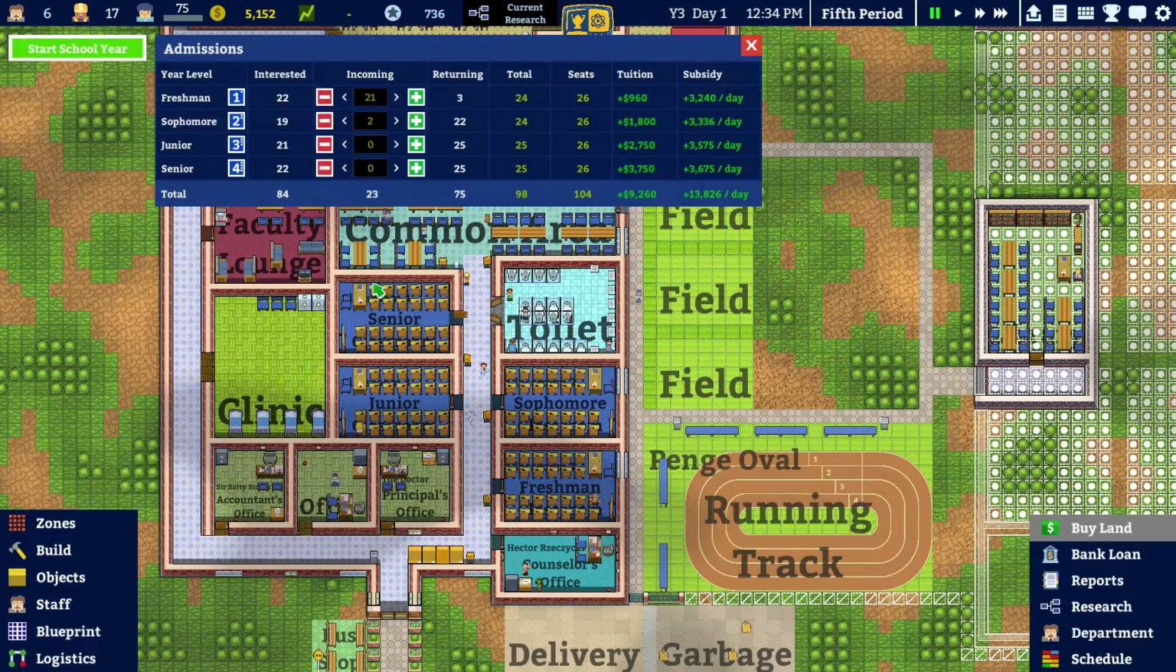Then go to admissions. So they're incoming. So 21 people. We're only going to have 24 in a class if we can help it. We want a little bit of extra capacity. So 24 there. And then because we have to, 25 juniors, 25 seniors. So 98 students in total. Leaves us 6 seats spare, which is absolutely fine. So yeah, 13,826 a day, and we get almost 10 grand as well from the tuition sort of thing. So that'll do for now.